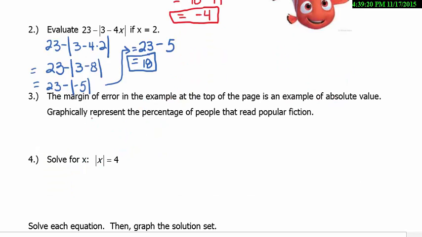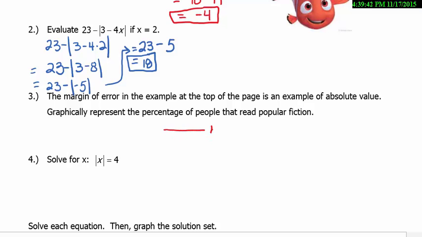All right, number 3 I like because it really does a good job of representing the idea of absolute value and how you can actually have two numbers be the same distance from 0. It says the margin of error in the example at the top of the page is an example of absolute value. Graphically represent the percentage of people that read popular fiction. I'm just going to focus on the plus or minus 3 instead of the 46%.